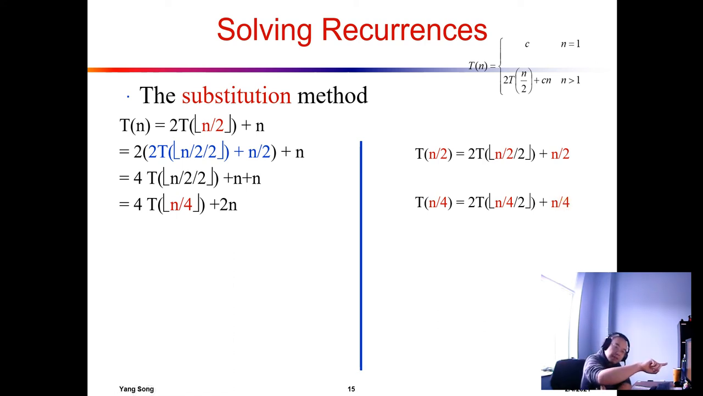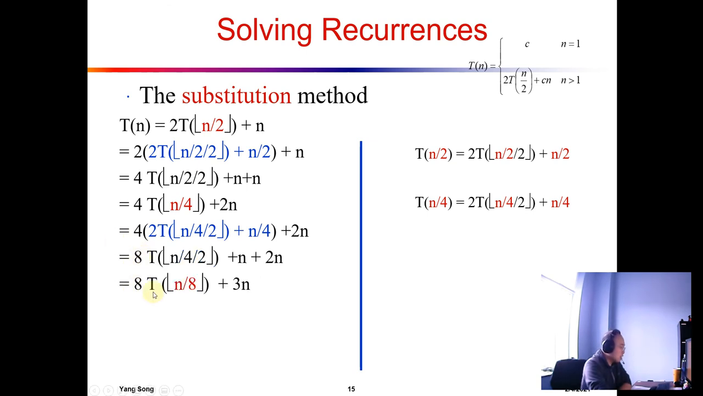So we go to the left side. On the left side, I'm using the blue ink because this is just a copy and paste. And after that, I want to massage this a little bit, and this is what I have: 8T(n/8), and then plus 3n. So we go from 1n to 2n to 3n.